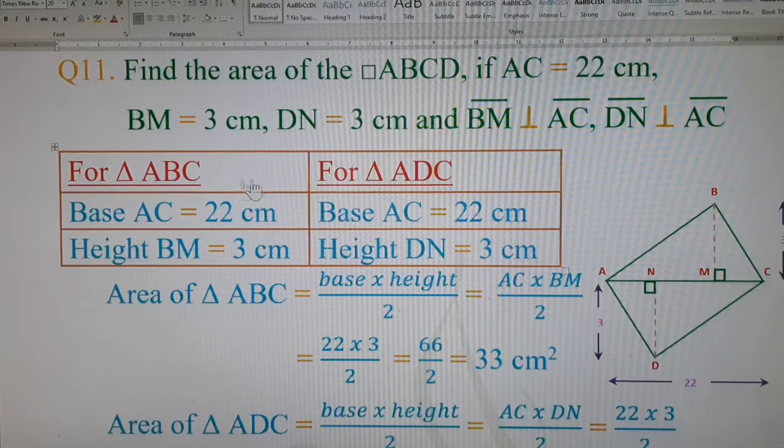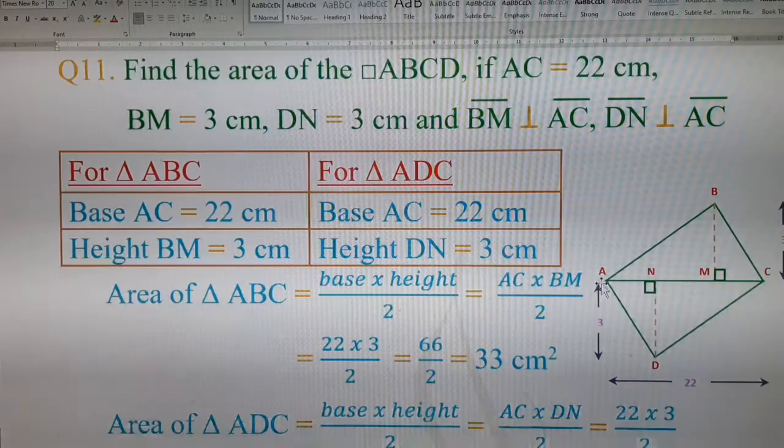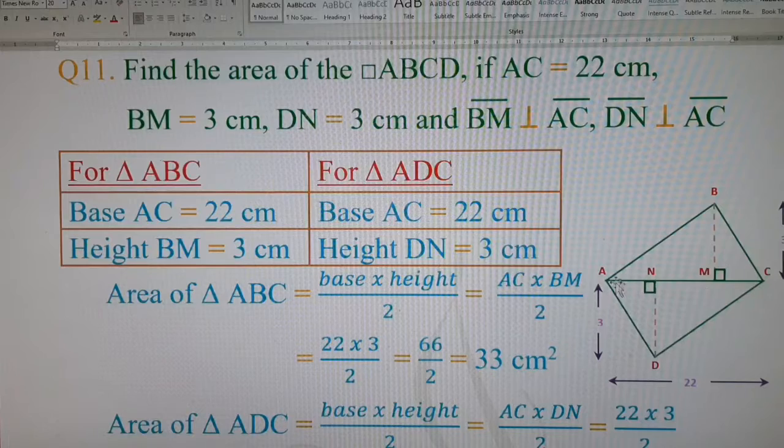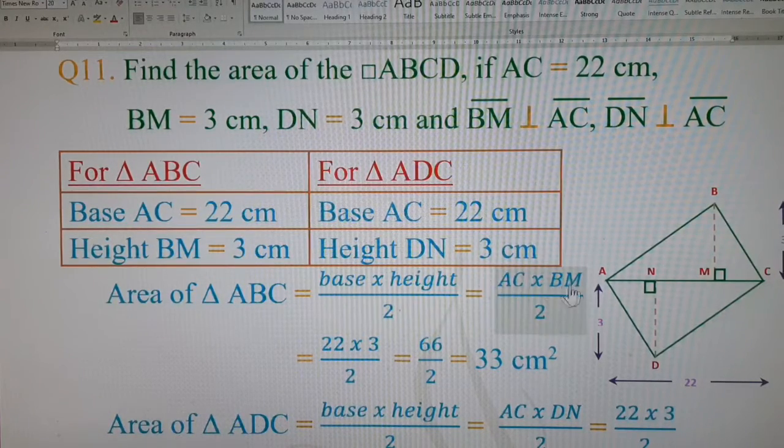So two triangles are given. In order to find the area of this whole quadrilateral, we just have to find the area of the top triangle and the bottom triangle. If we add the areas of the two triangles, we will get the area of the whole quadrilateral. So first we find the area of triangle ABC, and then the area of the bottom triangle, triangle ADC. To find the area of triangle ABC, we use the formula base into height upon 2, where base is AC and height is BM. The base is AC, that is 22 centimeters, and height is BM, that is 3 centimeters.